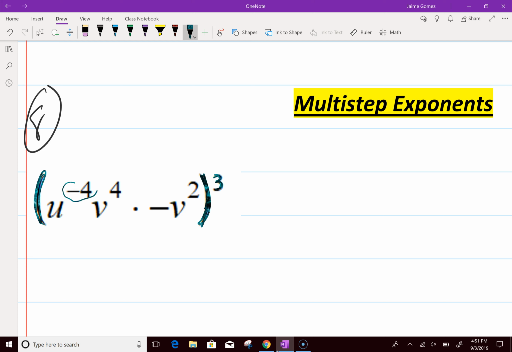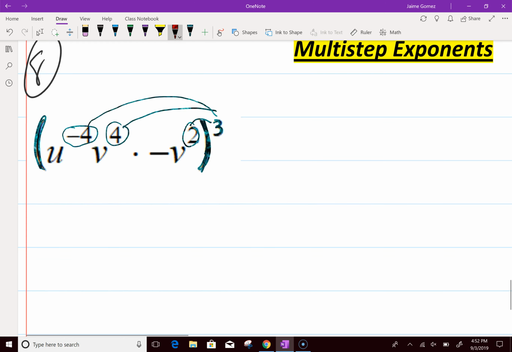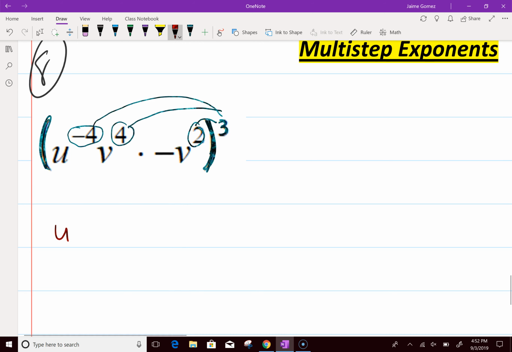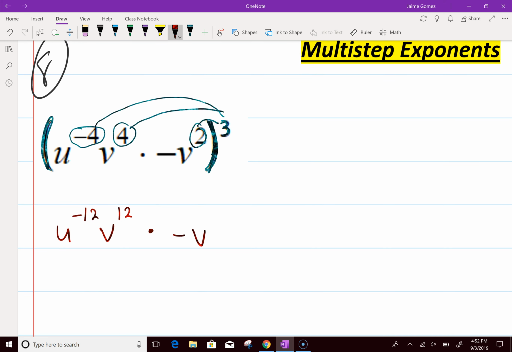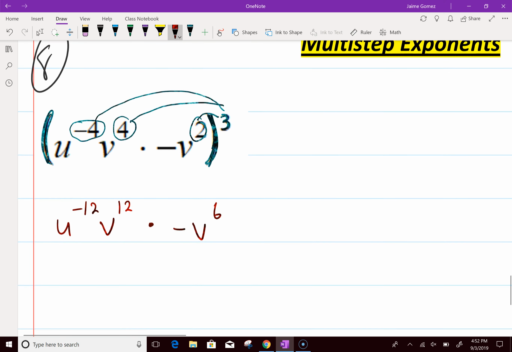So this negative 4, multiply it times that. This 4 multiply it times that, and this 2 multiply it. Before you do the multiplication outside, you must do the parentheses. So this now becomes u with a negative 12, because negative 4 times 3. This is v with 4 times 3, a positive 12. Then there's a times sign, negative v, and 2 times 3 is 6.